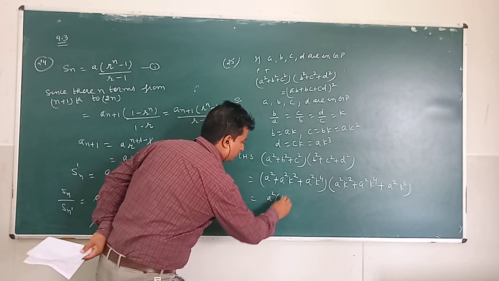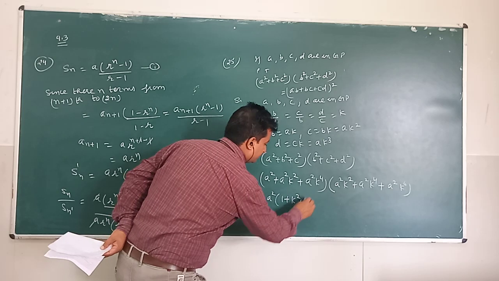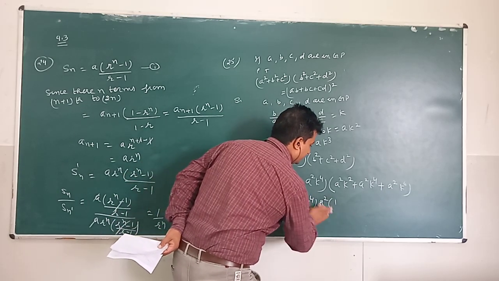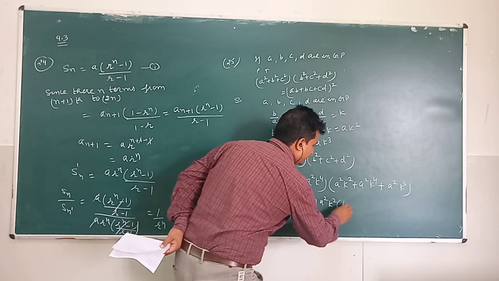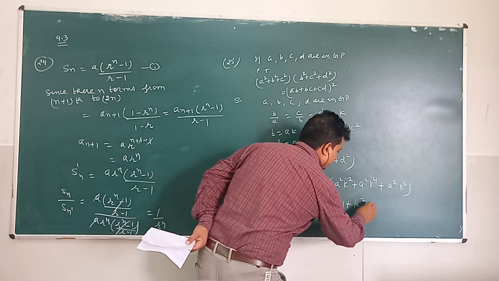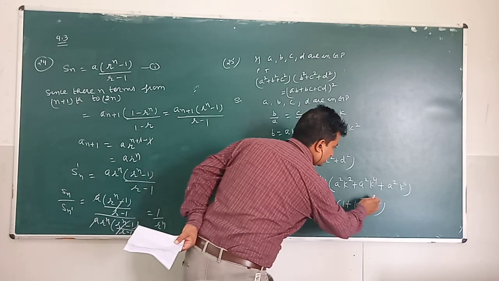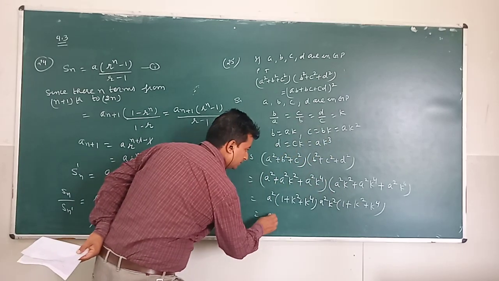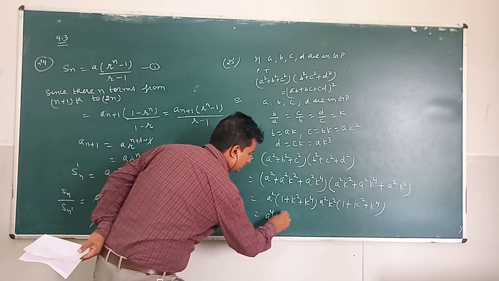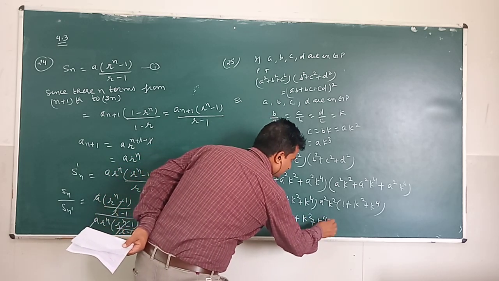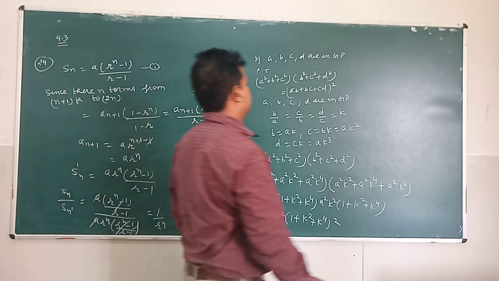Take a² common, so this is (1 + k² + k⁴). In the second bracket, take a² and k² common. This is (1 + k² + k⁴). So here we take k² common, so this is k⁴. This is a⁴k²(1 + k² + k⁴)². This is the left hand side.